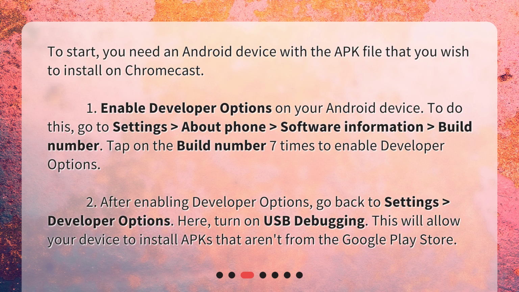2. After enabling developer options, go back to Settings, Developer Options. Here, turn on USB debugging. This will allow your device to install APKs that aren't from the Google Play Store.